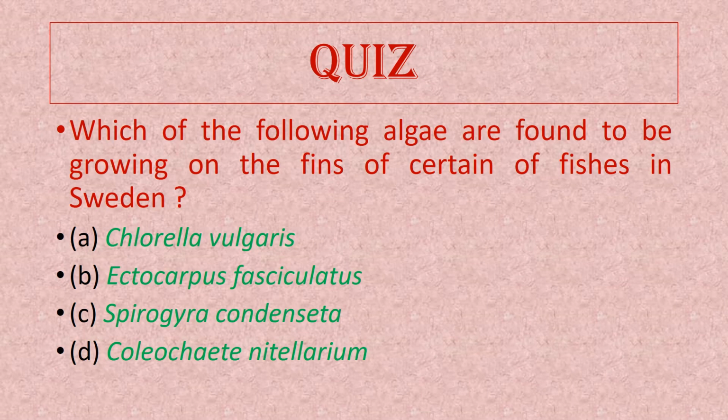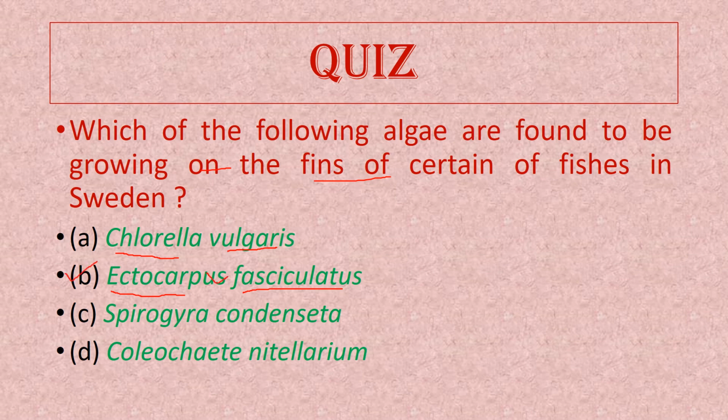Now we come to the quiz part. Which of the following algae was found to be growing on the fins of certain fishes? Here we see there are four options: Chlorella vulgaris. Chlorella is found to be growing on the scales but not on the fins of fishes. Then we have this Ectocarpus fasciculatus. This is a marine algae that is found to be growing on the fins of these fishes. So the option is option B.